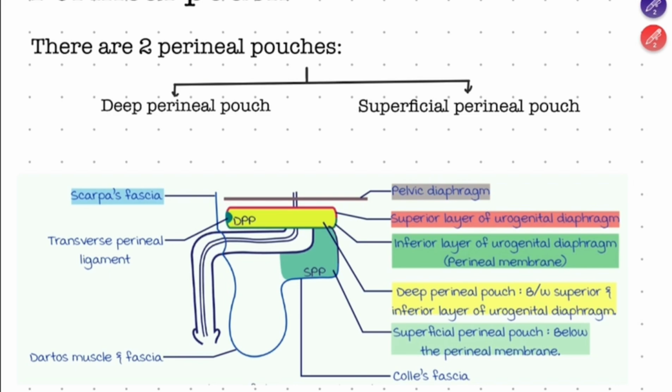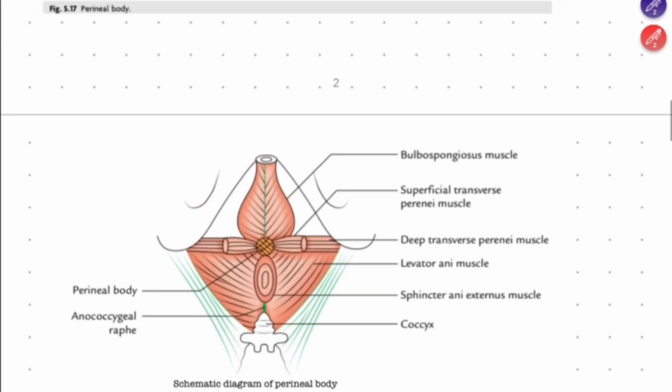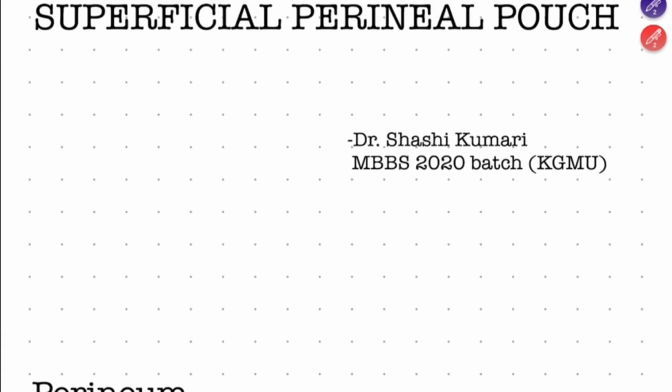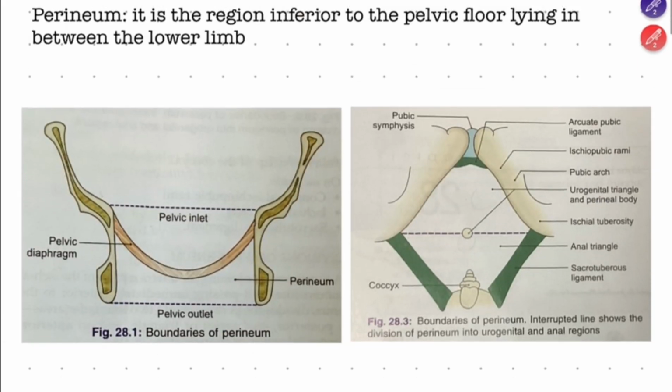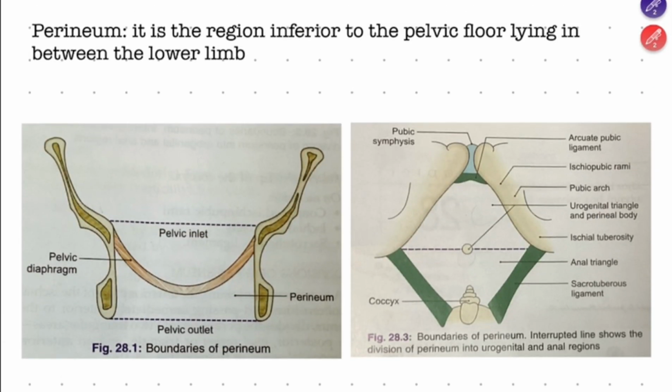Our next topic is perineal pouches or spaces. In the starting, we discussed the perineum, which was divided into 2 triangles. Anteriorly, we have the urogenital triangle, and posteriorly there was the anal triangle. So this urogenital triangle is the area which contains 2 pouches, that is superficial and deep pouch. A triangular tough fascial sheath called the perineal membrane stretches across this triangle and is present between the superficial pouch below and the deep perineal pouch above.